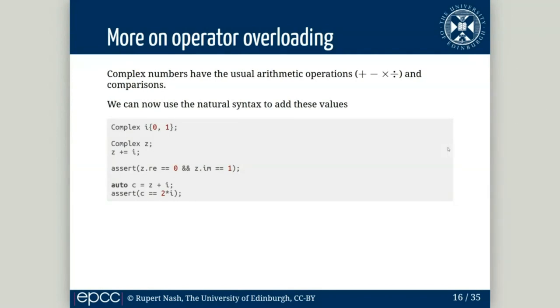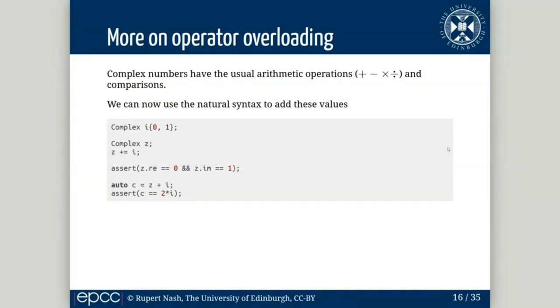So, as I mentioned earlier, we can now use the natural syntax to add these values. As we see there, we create a complex number Z. And we've created one I and given it the value 0 and 1, and then we use the syntax Z plus equals I, which means we'll increment the values in Z with those contained within I. And then we can call an assert statement or function there and check the values are what we expect.